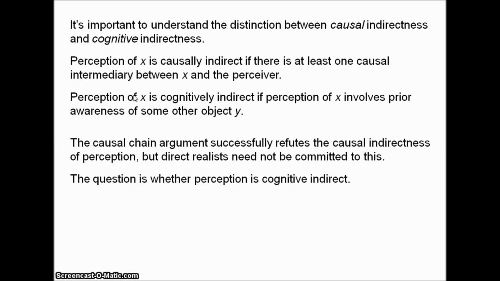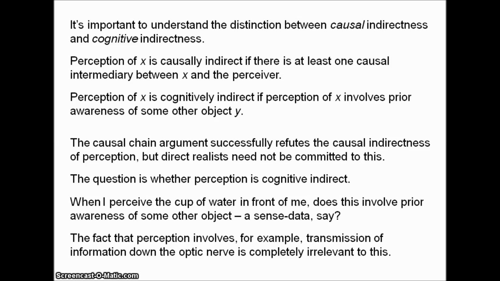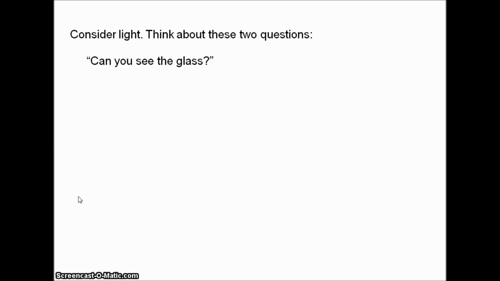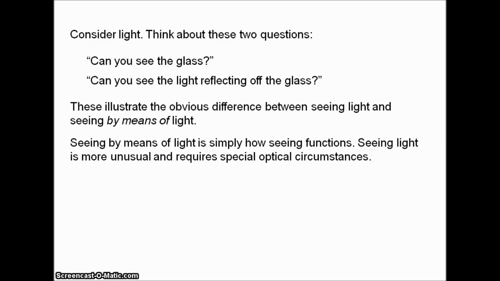When I perceive the cup of water in front of me, does this involve prior awareness of some other object, a sense data, say? The intuitive answer is no, and obviously the causal argument does not bear on this question. Consider, for example, the case of light. Just think about these two questions. Can you see the glass? Can you see the light reflecting off the glass? The point is that there's an obvious difference between seeing light and seeing by means of light. Seeing by means of light is how seeing functions, it's how seeing works. Seeing light, on the other hand, requires special optical circumstances.